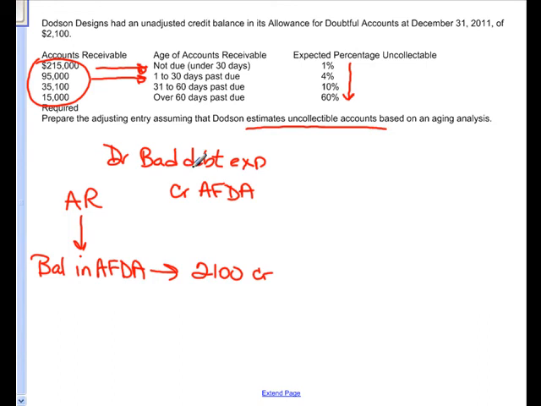So we're going to take the 215 and multiply it by the 1%, and we get 2,150. Then we're going to take the 95,000 multiplied by 4%, and we get 3,800. Then we're going to take the 35,100 multiplied by 10%, and the 15,000 multiplied by 60%, and we get 9,000. We add all of that up, get 18,460. And that number right there, because we were using accounts receivable, is the balance.